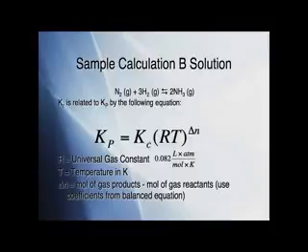Delta N is equal to the moles of gaseous products minus the moles of gaseous reactants. You do not use the experimental values here. You simply use the coefficients from the balanced equation. So delta N is the difference in the moles of gaseous products minus the moles of gaseous reactants based on the stoichiometric coefficients from the balanced equation.